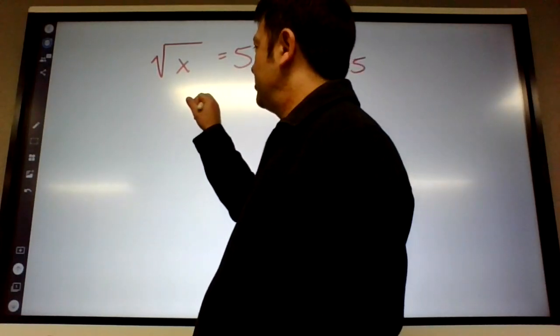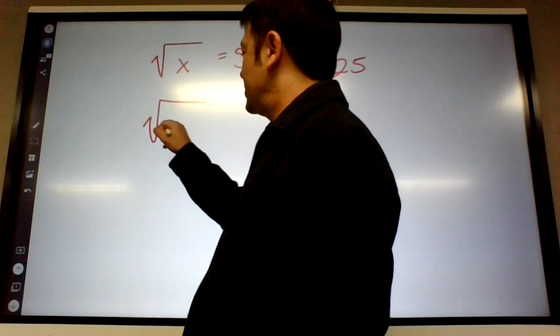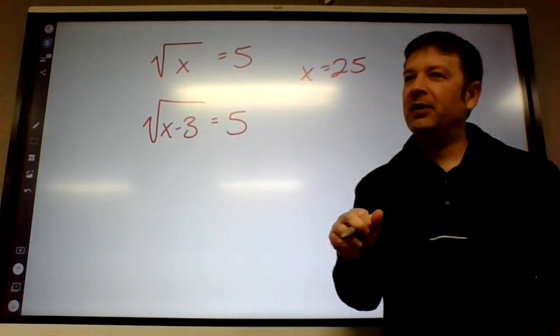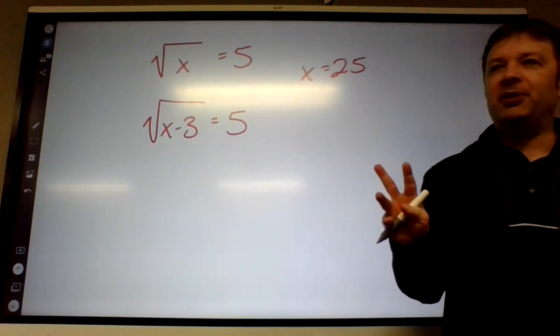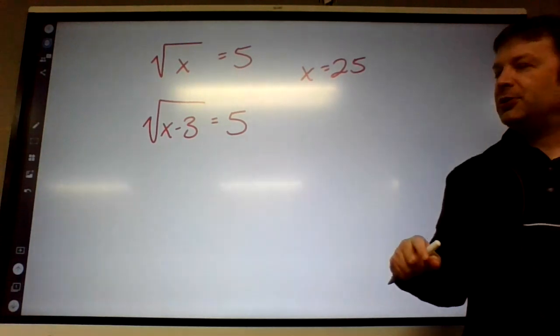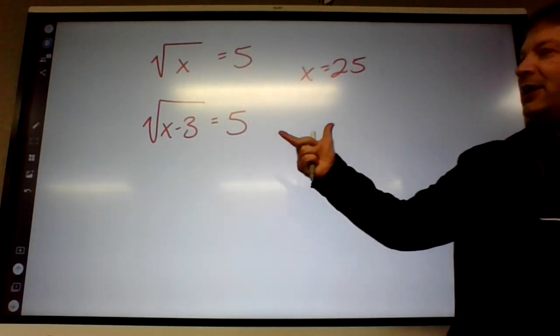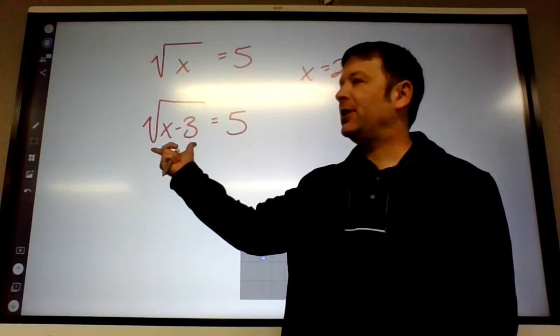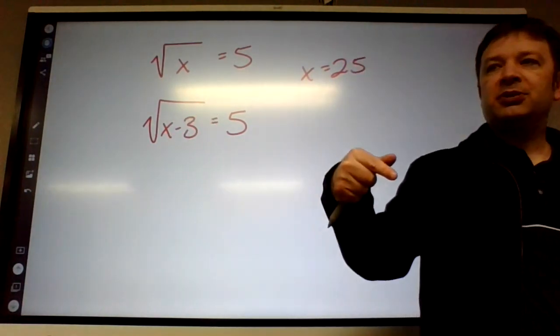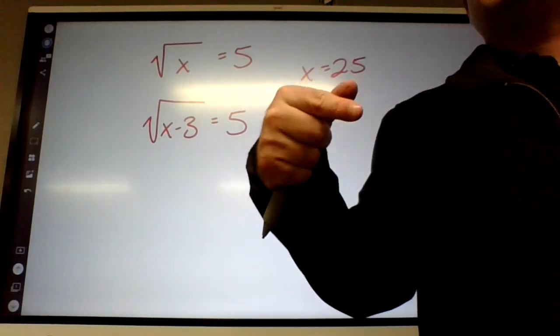But what if we make it a little bit trickier? What if we say like square root of x minus 3 equals 5? Okay, well, some of you might be able to do this in your head, but let's talk about how to do it algebraically. So what you want to do, if you've got the square root by itself over here, we want to get rid of the square root. So what is the opposite?